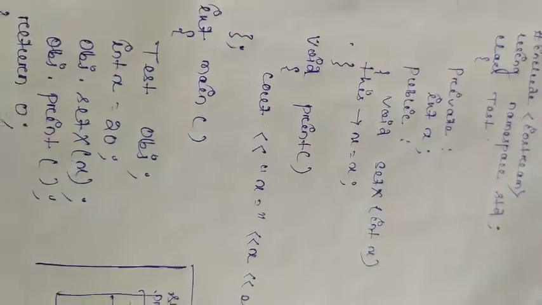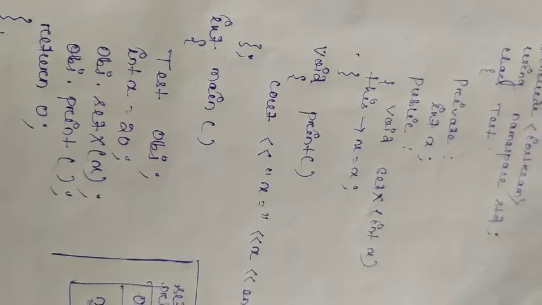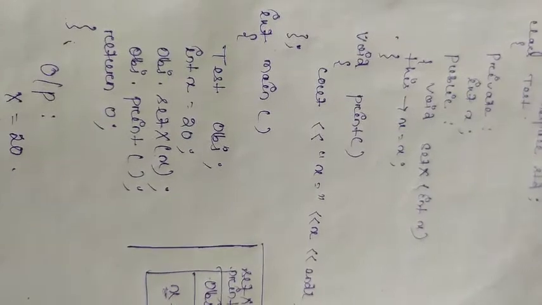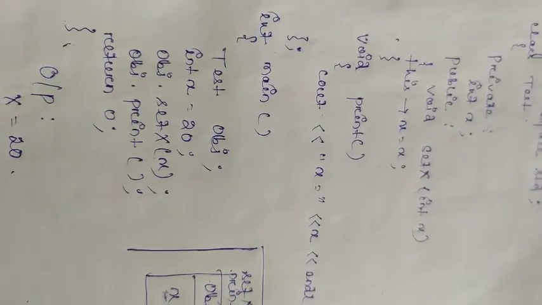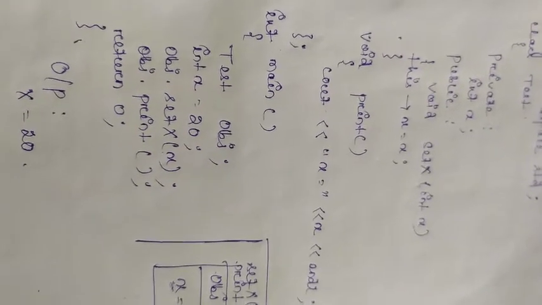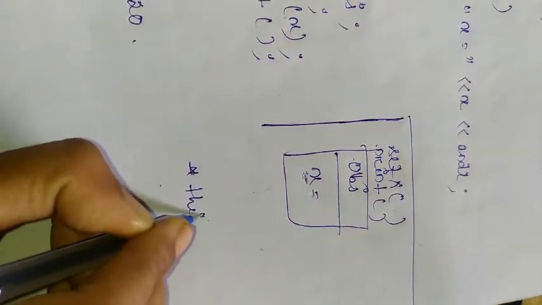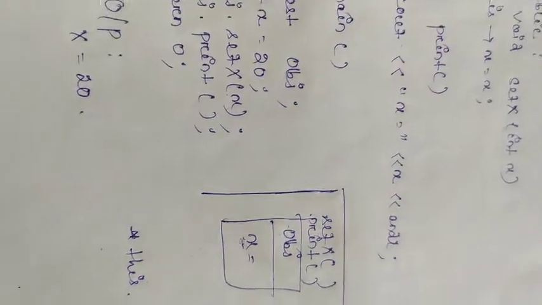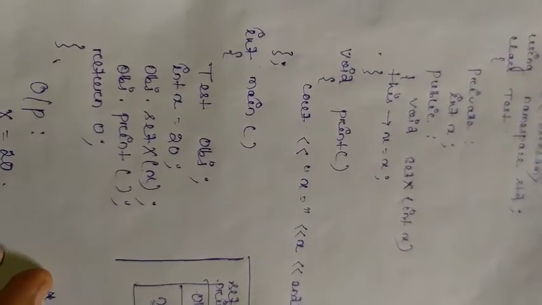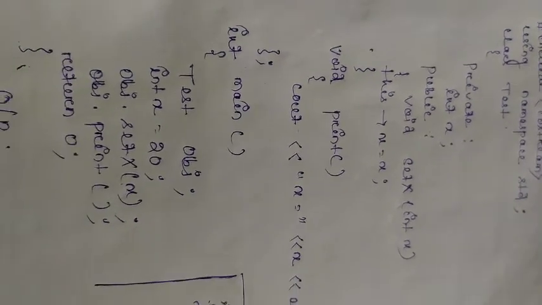Also, there are some other cases, like when we are returning a reference to the calling object. Whenever we return a reference to the calling object, we also use the this pointer, like this. There are many cases. You can also take other examples; they are available on the net.